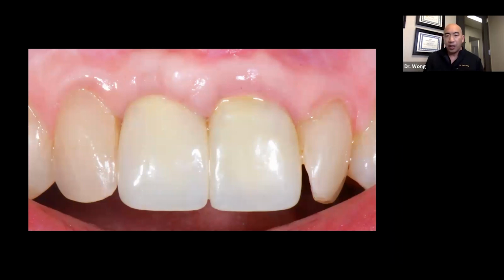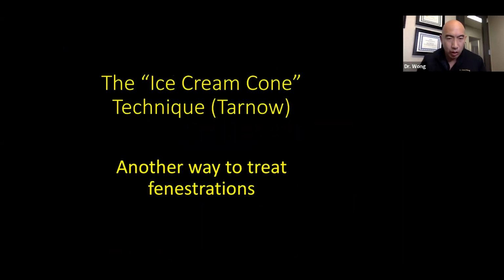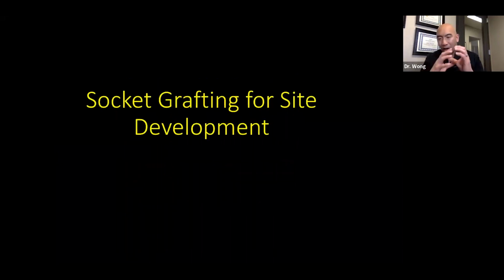You don't need to be a periodontist to do this. You don't need to have any gum grafting skills or anything like that. I'm going to show you a real quick, easy way to manage this type of situation. It's called the ice cream cone technique by Dennis Tarnow. This is great for sockets with small fenestrations that are about 5 millimeters in diameter or less.